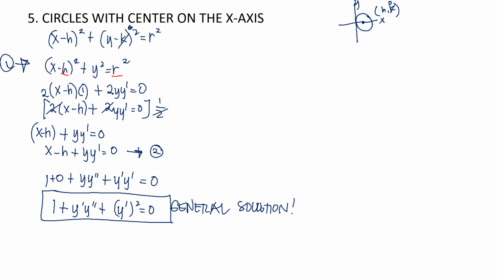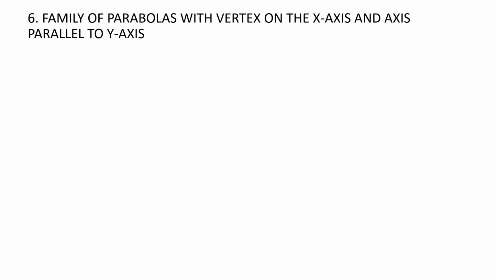Okay. So next problem. Okay. So 6 or number 6, family of parabolas with vertex on the x-axis and axis parallel to y. So parallel siya sa y. This is y and this is our x-axis. So, therefore, yung ating vertex daw is nasa x-axis. So, pwedeng nandito siya. So, ating parabola is somewhat like this. So, therefore, yung kanyang HK or yung kanyang vertex, since nasa x-axis siya, yung kanyang K is 0. Okay? Or yung y coordinate niya is 0.